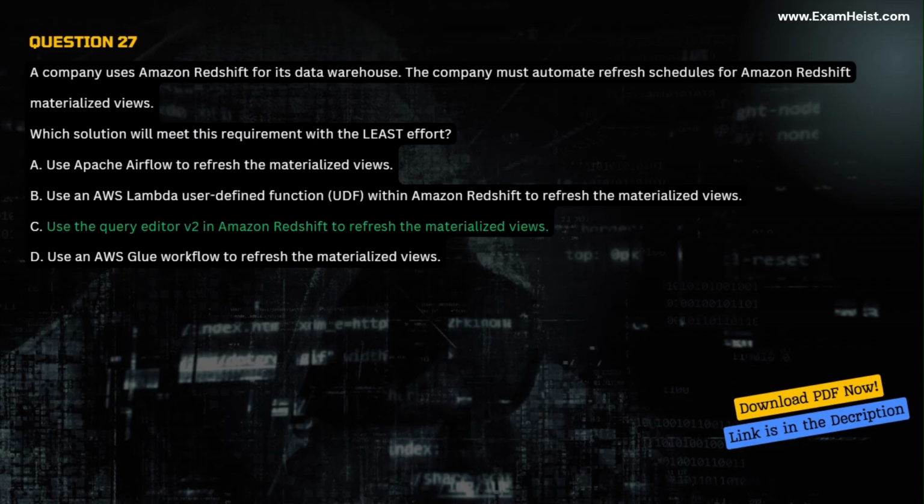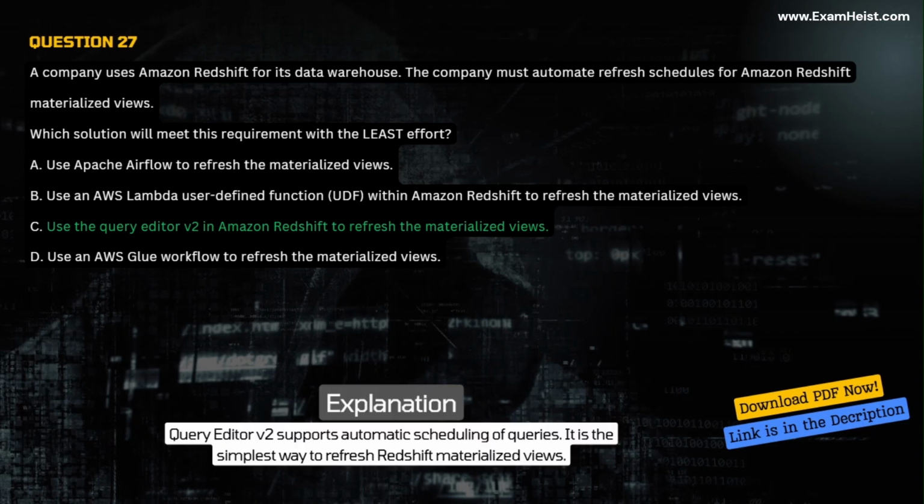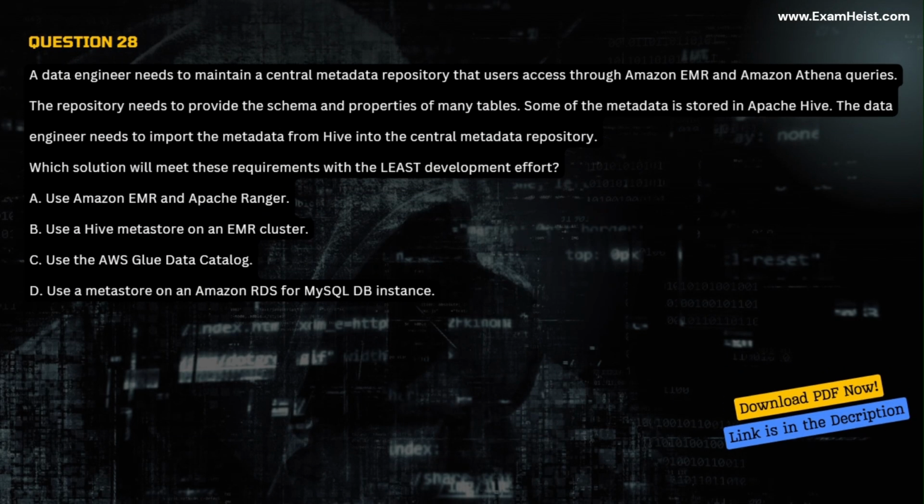Correct answer, C. Use the Query Editor v2 in Amazon Redshift to refresh the materialized views. Explanation. Query Editor v2 supports automatic scheduling of queries. It is the simplest way to refresh Redshift materialized views. Question 28. A data engineer needs to maintain a central metadata repository that users access through Amazon EMR and Amazon Athena queries. The repository needs to provide the schema and properties of many tables.